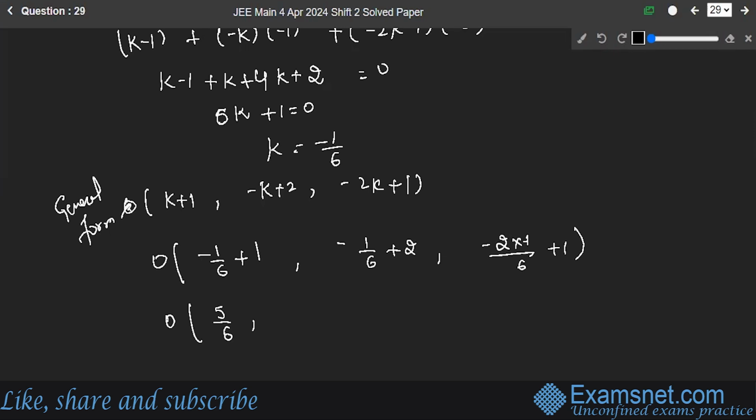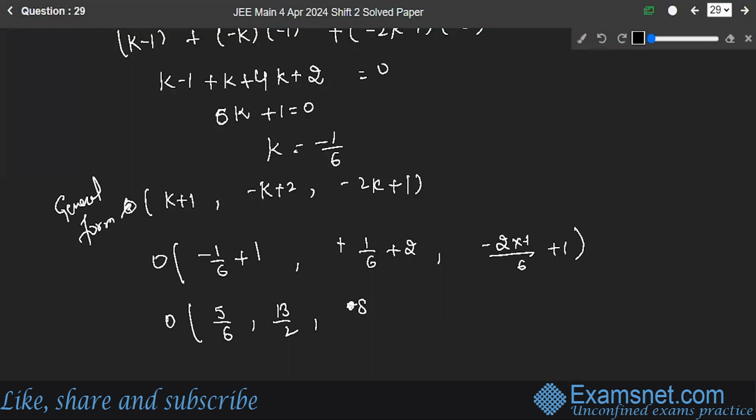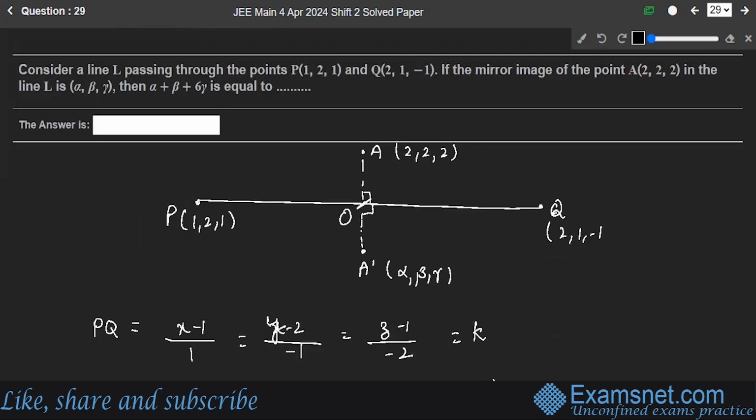and this will be 13 by 6, and this will give me 8 by 6. These are the three coordinates for the point O. Now see, this O is the midpoint of A dash. O is the midpoint of A dash. So this is A and this is A dash.